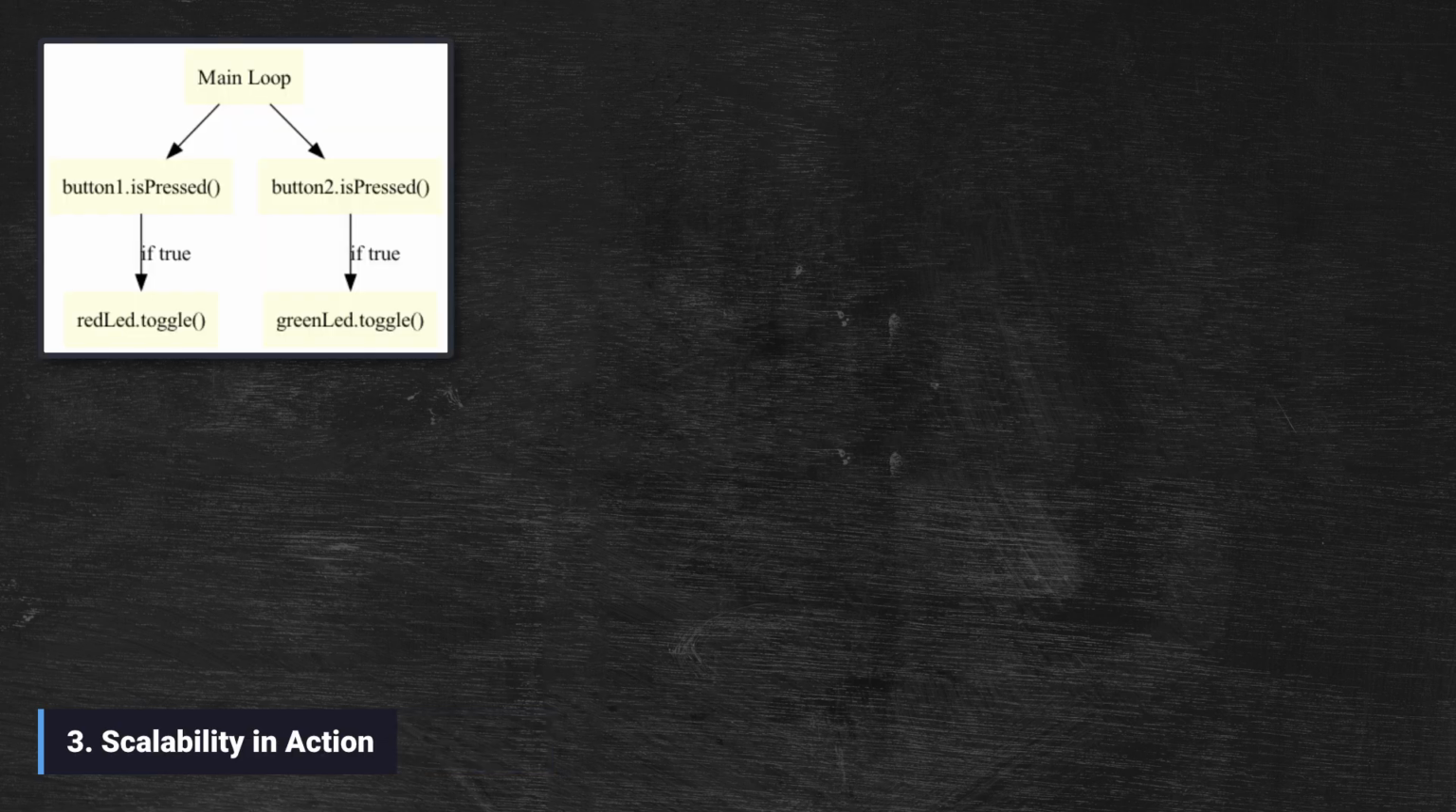Imagine doing this the procedural way with global variables and complex if statements. Here, if you want a third LED and a third button, you just add two more lines of code. Your main program structure never gets more complicated, no matter how many components you add.